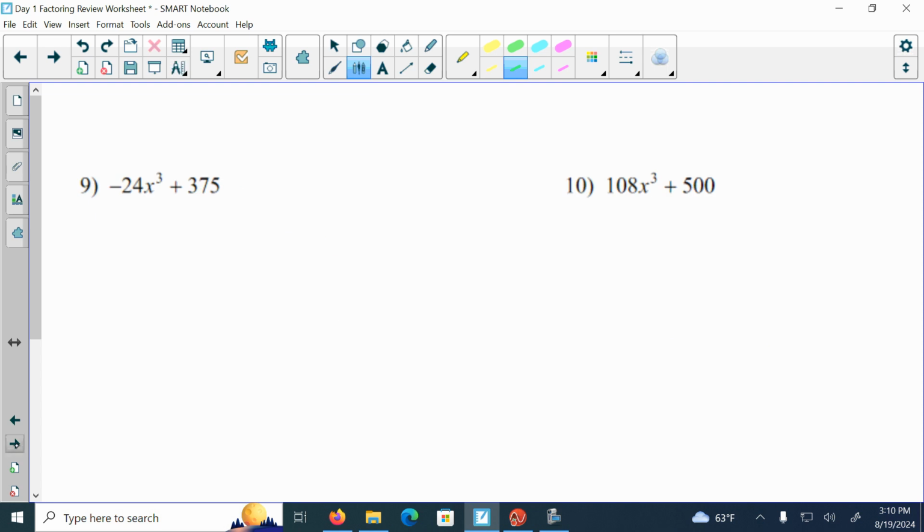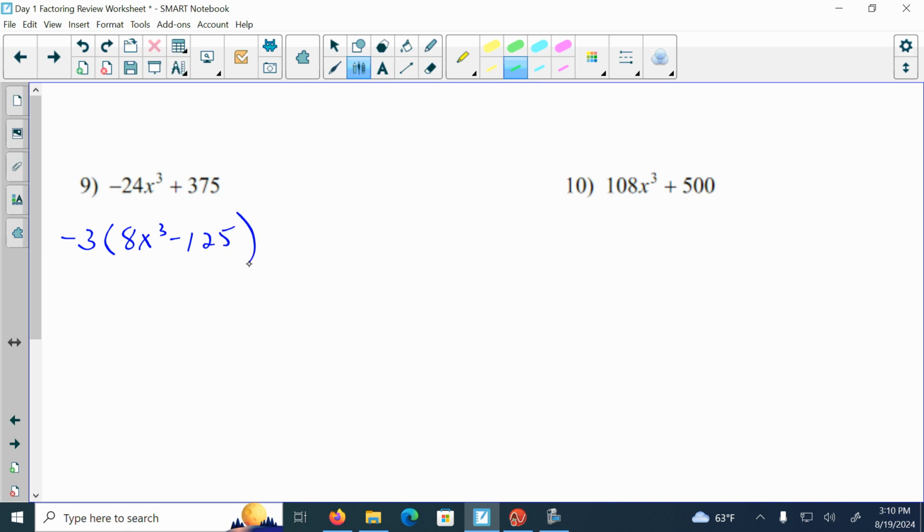Okay, the next one, I have 24x to the 3rd and 375. First thing I'm going to do is factor out the greatest common factor. That 3 will go into there. I don't like having this lead coefficient negative, so I'm going to factor out a negative 3. And I'm going to end up with 8x to the 3rd minus 125.